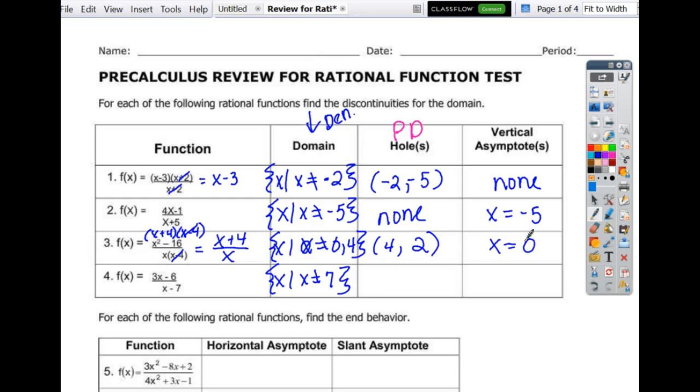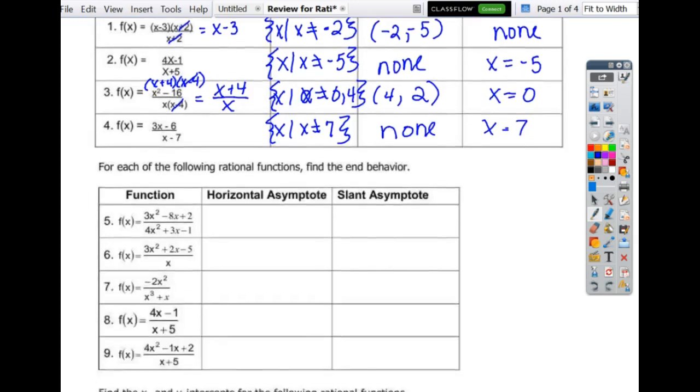So, will anything cancel here? So this is none. And what's my vertical asymptote? Okay, thumbs up. We can do this. Look at all the points you just got. This is awesome.